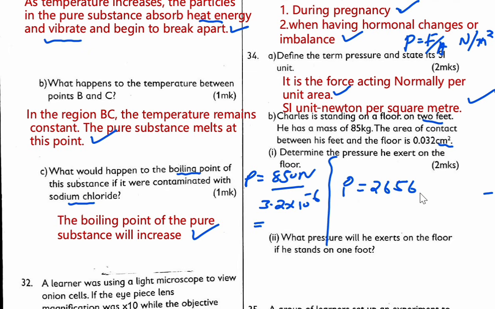265625 and then 3 zeros. Newton per square meter, or you can say Pascal. So another unit is Pascal or Newton per square meter. So you can say Pa, Pascals. So that is the pressure exerted on the floor.